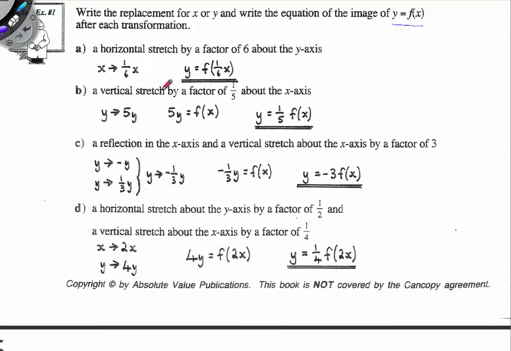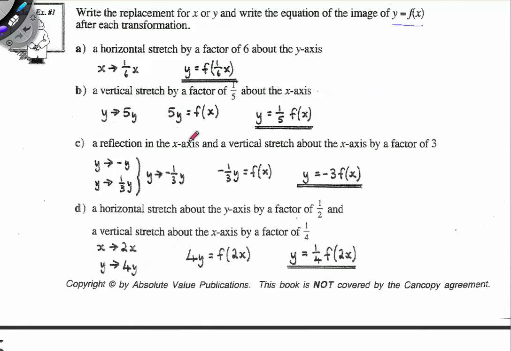Next one is a vertical stretch by a factor of 1/5 about the x-axis. So if it's a 1/5, that means we can write it as y goes to, opposite of what you'd expect, 5y. When it's beside the variable, it looks opposite. This can be brought over, of course, to the other side, like this, and it will look like y equals 1/5 f of x. Or it could be written like this too.